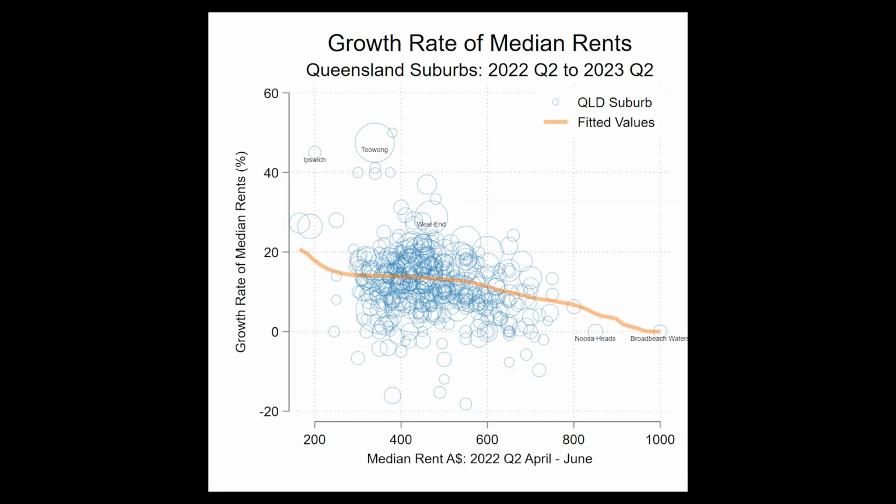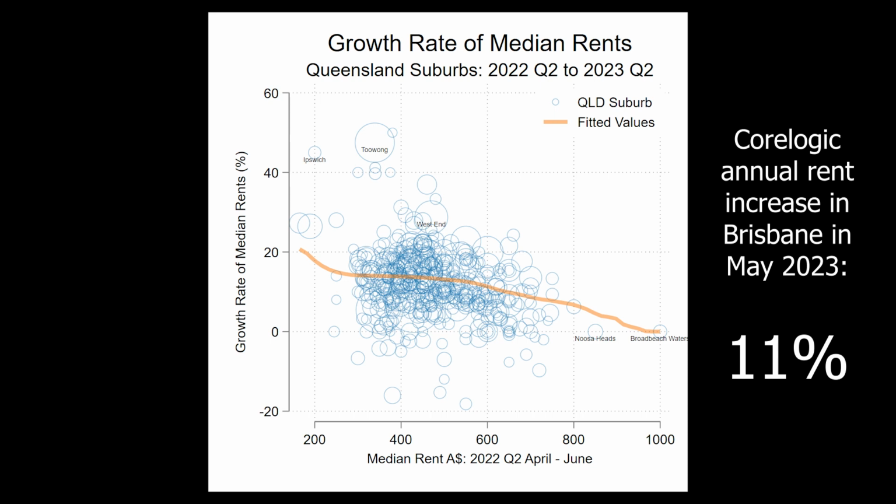With these caveats, however, the data highlight the increase in the cost of living in Queensland, particularly in Brisbane. CoreLogic data shows that the annual increase of rents of all dwellings in Brisbane was 11% in May 2023. The increase in the cost of living is particularly drastic for renters who may least afford it.